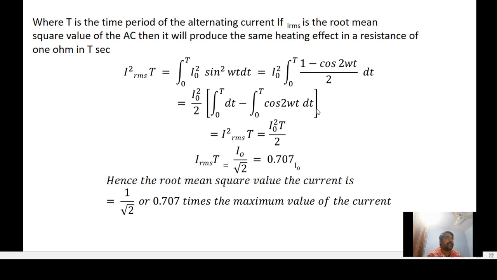Therefore, this expression becomes I square RMS T is equal to I naught square T by 2. Here T gets cancelled. Therefore, I RMS is equal to I naught by root 2, or that is equal to 0.707 times I naught. Hence, the root mean square value of the current is 0.707 or 1 by root 2 times the maximum value of current. Thank you.